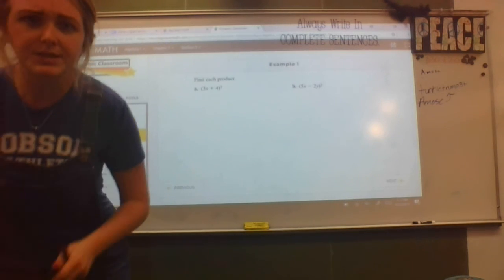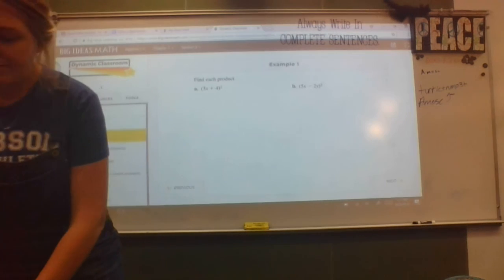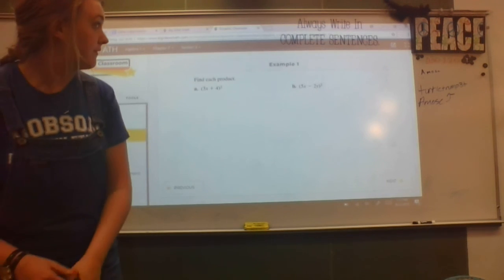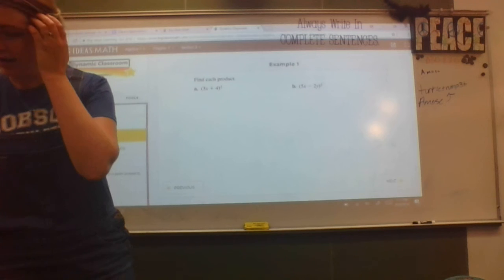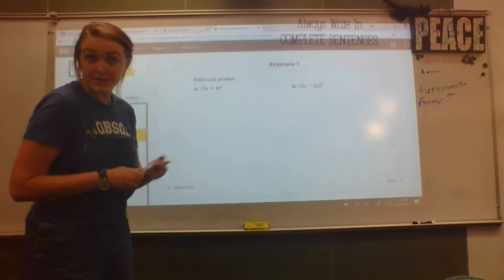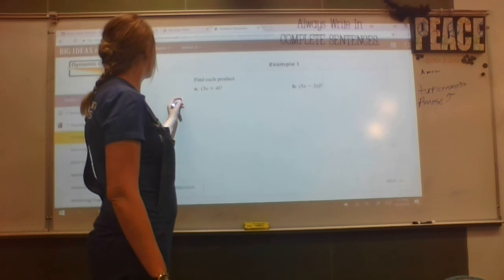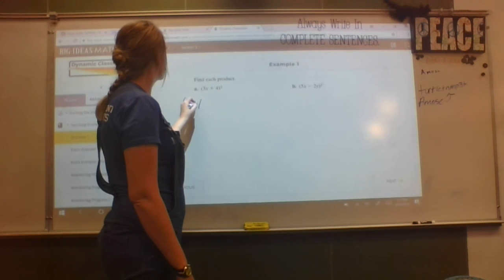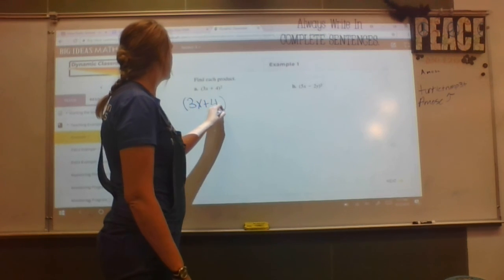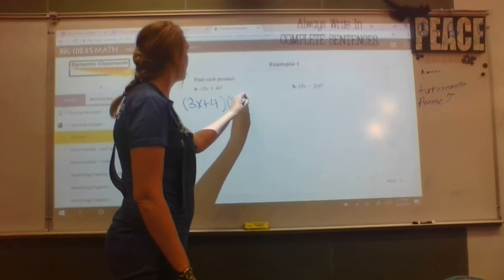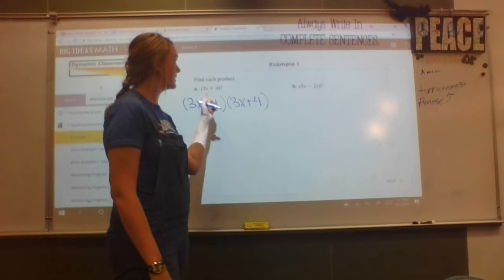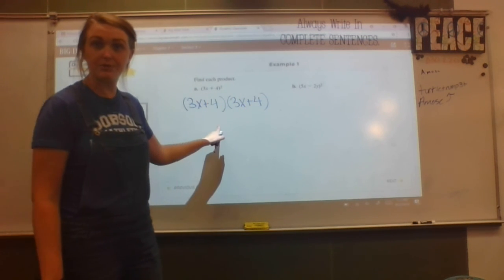So the first two problems that you guys have should be 3x plus 4 squared and then 5x minus 2y squared. So if I were to FOIL this in the normal way that we already learned how to, I would put 3x plus 4 times another 3x plus 4. That's what this means, right? We're multiplying this by itself 2 times.